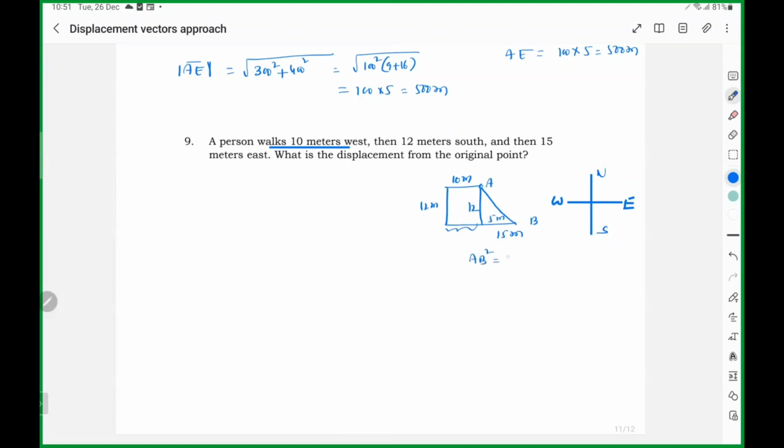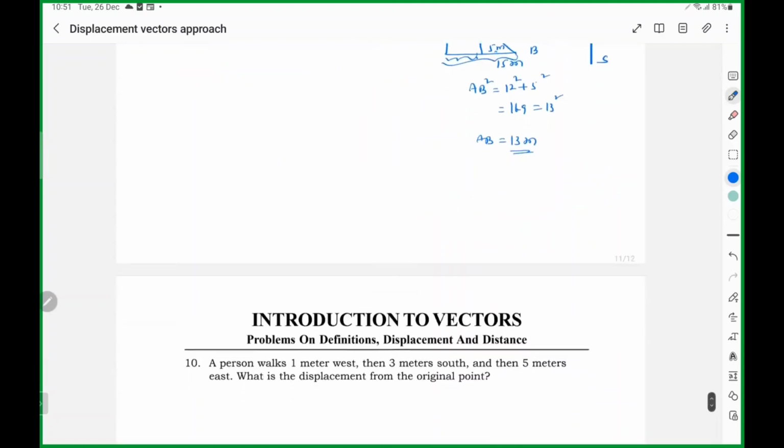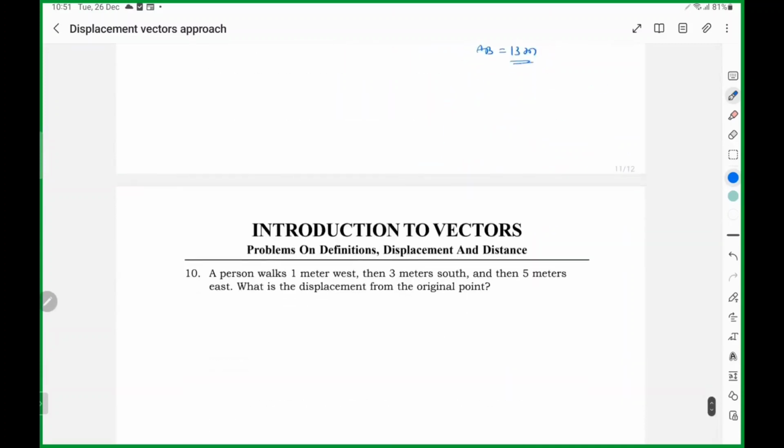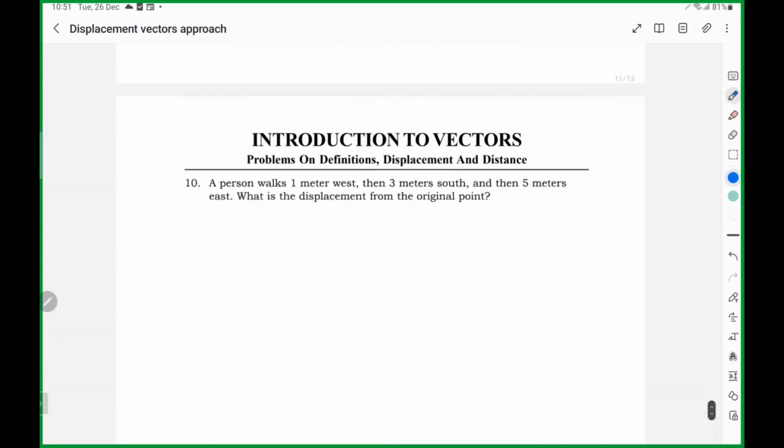AB square will be, totally 15, right? It is 5. 12 square plus 5 square, 169. So that will be the displacement. You use the vector method to solve the same problem.